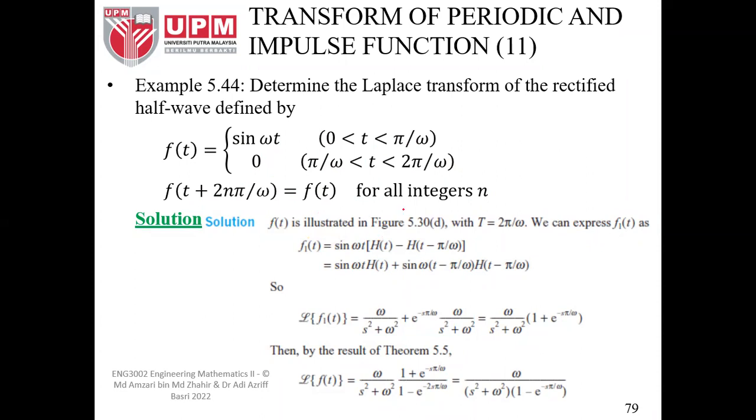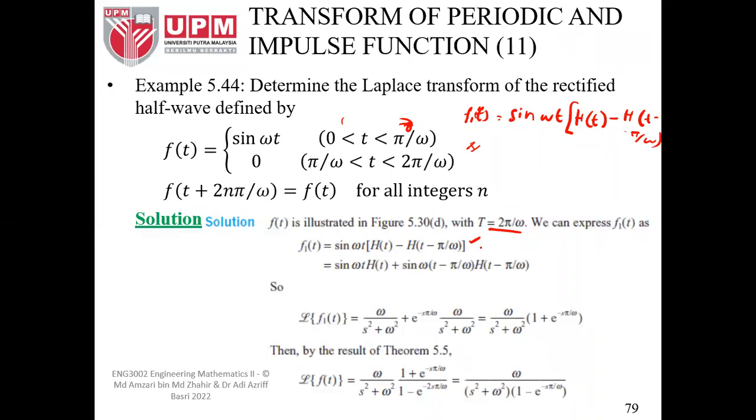The solution: we know that T is equal to 2 pi over omega. So we express the function of this one. You need to change this function to the Heaviside function. First thing first, f1(t) in this case. What is the constant? Sine omega t. So what is the Heaviside function? It starts from 0, so h(t minus 0). Then minus the second limit. This is the second limit, this is the first limit. So h, what do you need? t minus pi over omega.